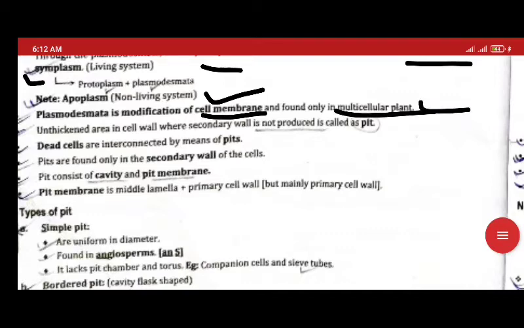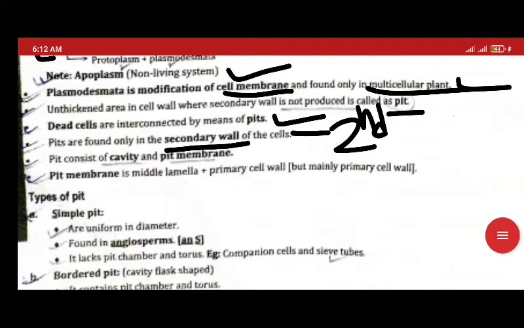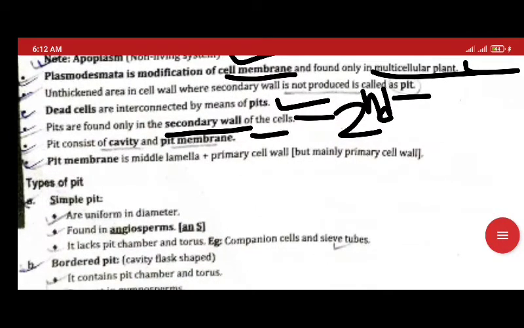Now the unthickened area, where the wall is not thickened, is called what? Pits. Dead cells are interconnected by means of pits, because inside pits there is a connector. Pits are found only in the secondary wall. Pits also contain a cavity and a pit membrane. So we have studied that.